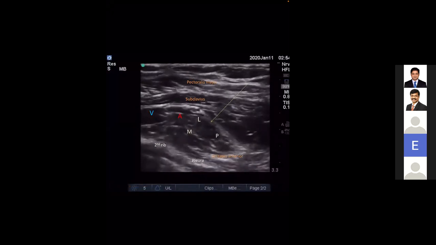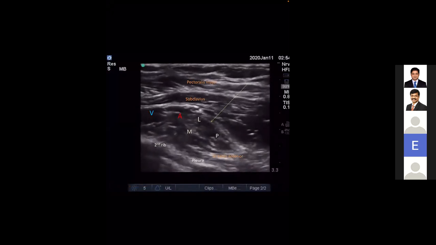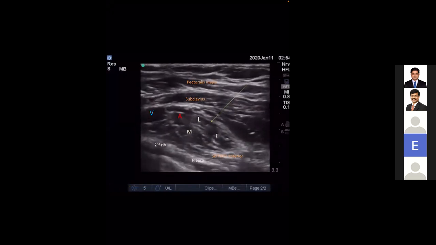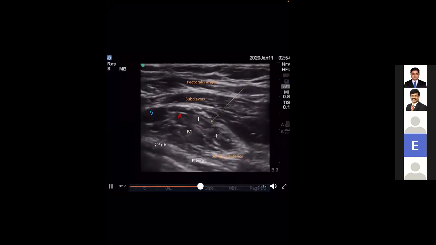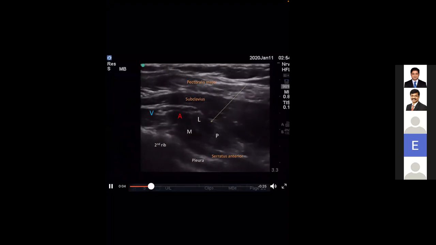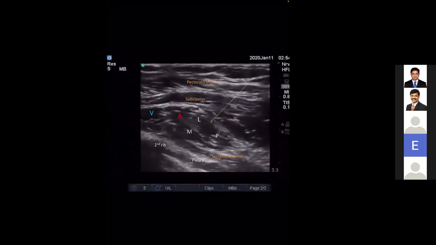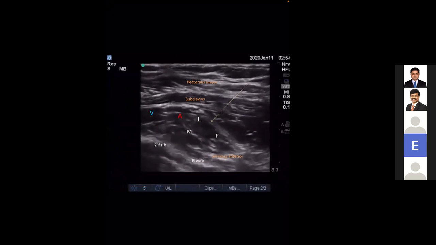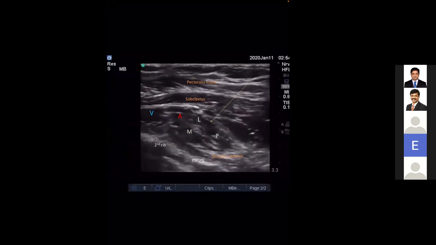You can see the needle tip in that. Next video, I'll show the whole needle in that. Yeah, you can see the needle tip. I'm just hydrodissecting with normal saline so that I get a clear space before I inject the local anesthetic.